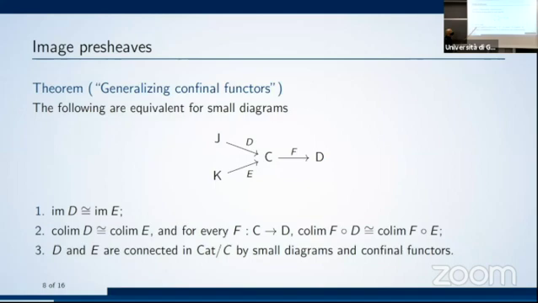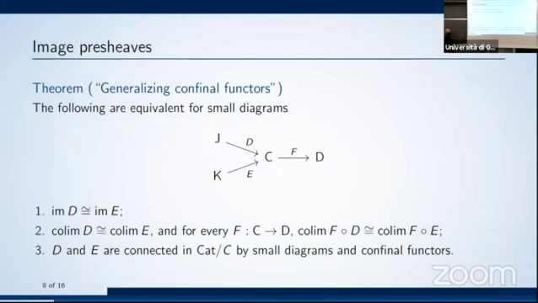Going from 2 to 1 is also pretty easy. Take F to be the unit embedding. The bulk of the work is going from 1 to 3. But this gives you an idea. We call these functors mutually confinal, and it means that they have the same colimit in a very strong way, in such a way that is closed under post-composition.